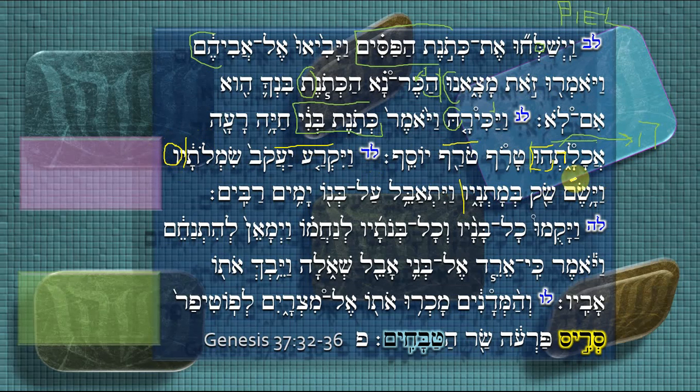Vayasem sak. This is from the verb sim, sin, yod, mem, to set or to place, right? So yasim, he will place, vayasem, and he placed sak, which is probably where we get the word sack in English, from the Hebrew. Sak means sackcloth, right? He put sackcloth on his loins, motnav. Vayit'abel al beno yamim rabim. Okay.